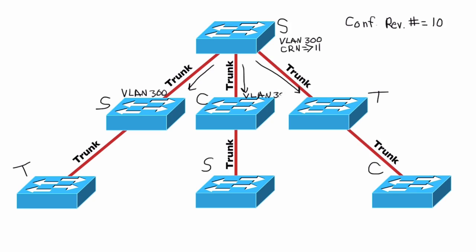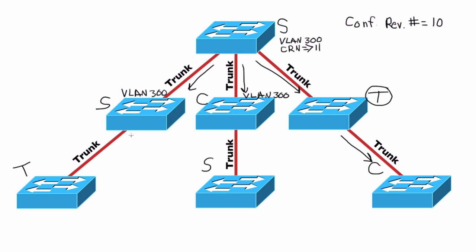Now, what about this transparent mode switch? This transparent mode switch sees the advertisement, but it ignores it. It's going to forward it out. It's not going to block it. It's going to send it down to this client switch, but it does not make an update. We do not create VLAN 300 on the transparent mode switch because of that advertisement.